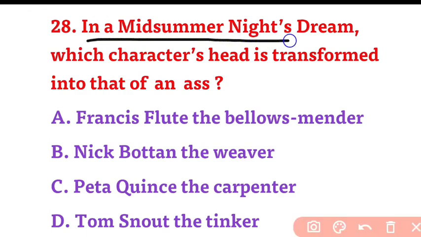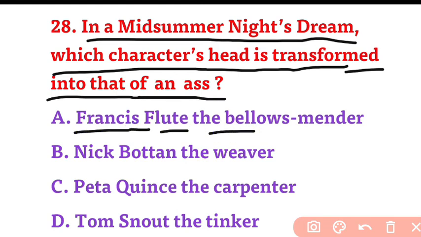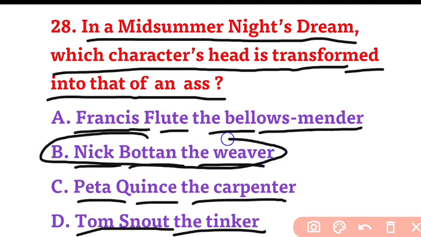Question number 28. In A Midsummer Night's Dream, which character had his head transformed into that of an ass? Francis Flute, the Bellows Mender, Nick Bottom, the Weaver, Peter Quince, the Carpenter, Tom Snout, the Tinker. What will be the answer? The answer will be Nick Bottom the Weaver. So option B is correct.